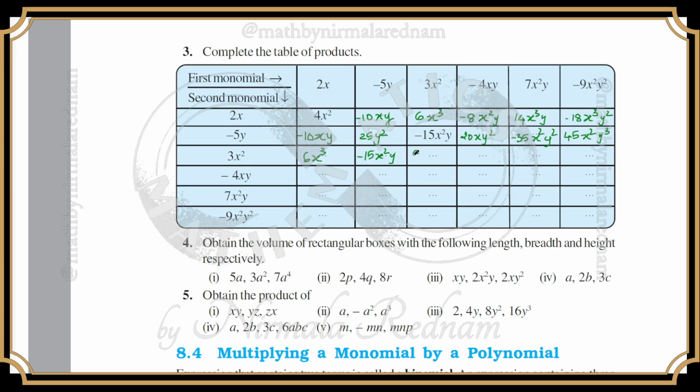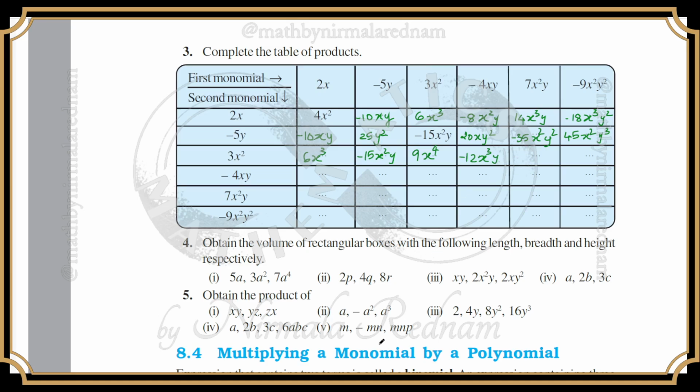3 into 3 will give me 9. X square into x square will give me x power 4. That means I have two x's here and two x's here. Together there are 4 x's. Therefore, the exponent is 4. Here I have 3 into minus 4 is minus 12. X square into xy. So 3 x's will give me x cube and 1 y.